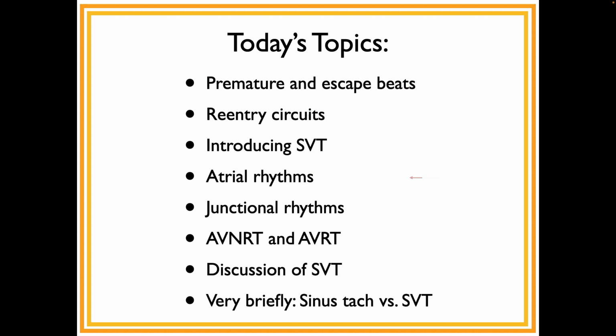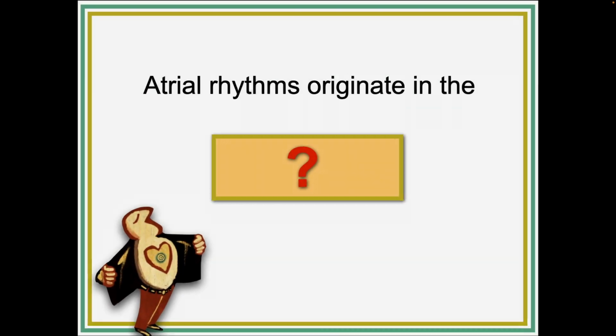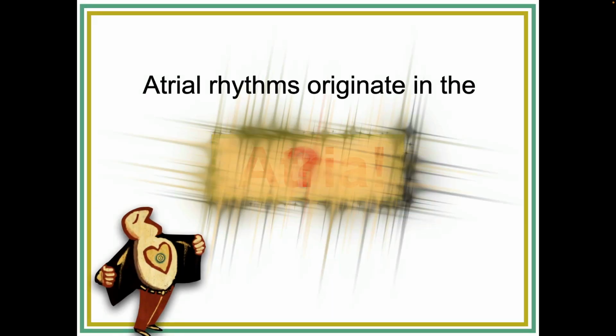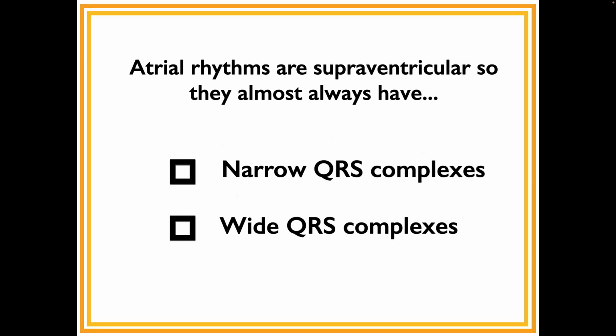So this part should go much faster than the preceding part. We're going to talk about atrial rhythms. So atrial rhythms, Natalie, originate where? In the atria. Not the SA node. Excellent. And Cody, atrial rhythms are supraventricular, so they almost always have what? Narrow or wide QRS? Narrow.